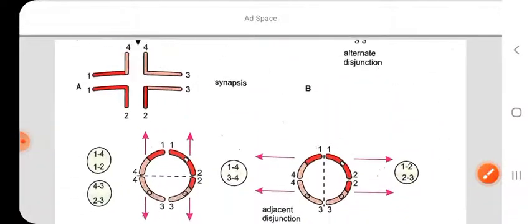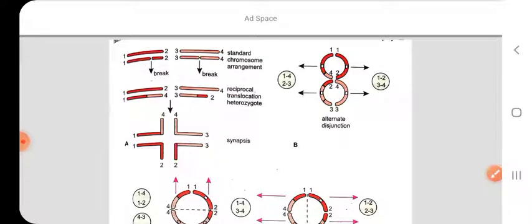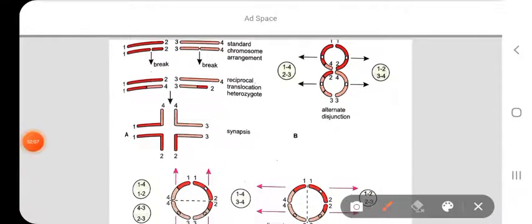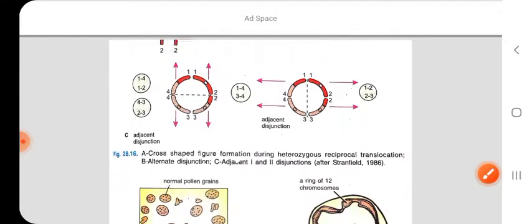So this was all about the different types of configurations that we are going to observe when heterozygous reciprocal translocation occurs, and when they go for the crossing over, they form this type of figure 8 like configuration, which is called alternate disjunction. They also form adjacent type 1 and adjacent type 2 like configurations as well.